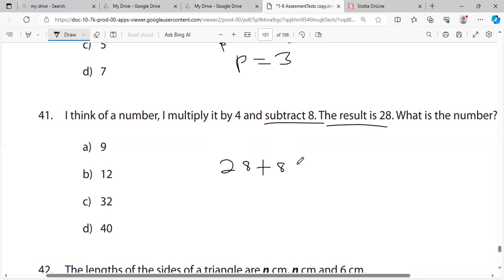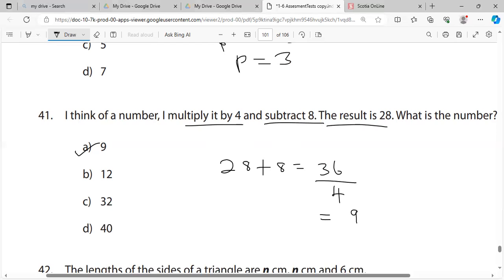Now this would give us 36. And they say I multiply it by 4. So the opposite of multiplication is division. So I'm going to divide it. So we have 9 now. So the answer is 9. And you can check: 9 times 4, that's 36. 36 take away 8 gives you 28.